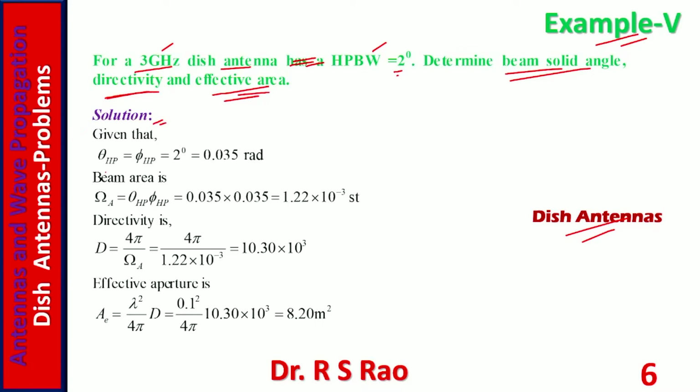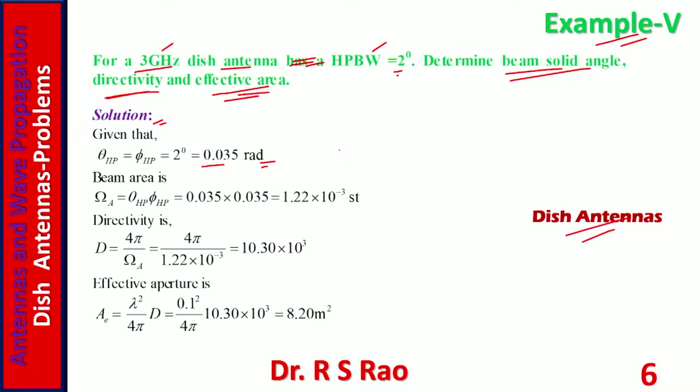Solution. Given that theta HP equal to phi HP equal to 2 degrees. In radians, it is 0.035 radians. What is theta HP? It is half power beam width in vertical plane. What is phi HP? It is half power beam width in azimuthal plane or horizontal plane.